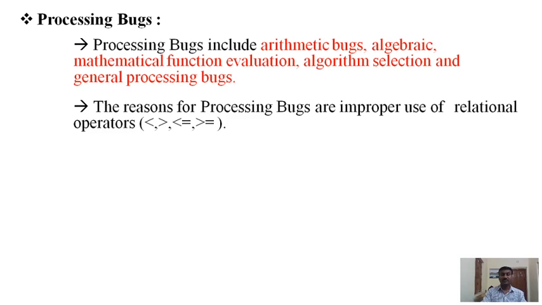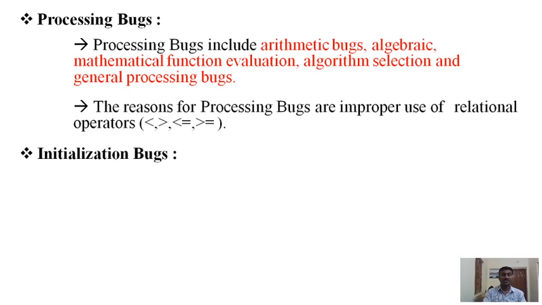The reason for processing bugs is improper use of relational operators. If you do not properly use the relational operators, that is, less than, greater than, less than or equal to, greater than or equal to, or not equal to, this is also one of the reasons for processing bugs. So if you have any bugs in the process, whether in any mathematical function evaluation, algorithm selection or arithmetic operations, if they are not properly done, then processing bugs arise.